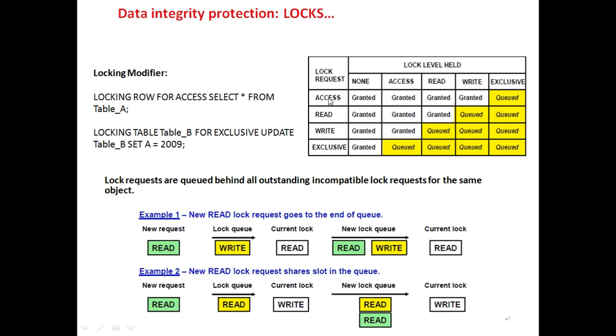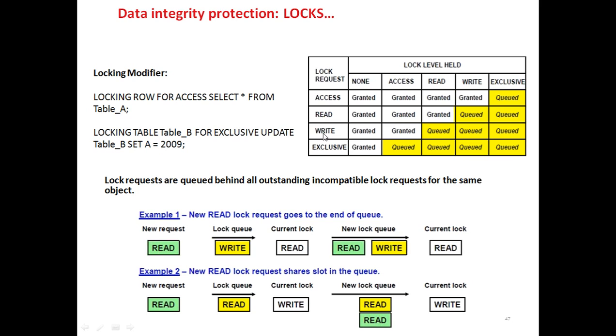Then a new access request is coming in on the same object at the same time. Can we grant it or not? Yes, we can grant it because access and access is compatible. Okay, and the incoming request is read while the object is already locked by access. So can we grant it? Yes, because access and read is compatible.